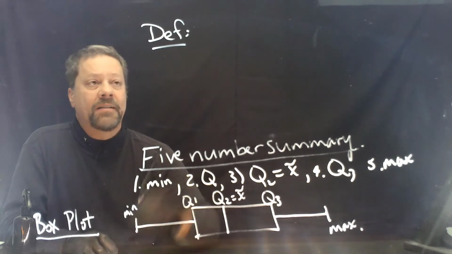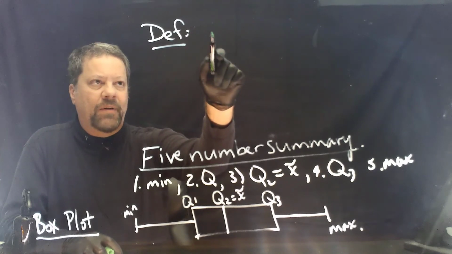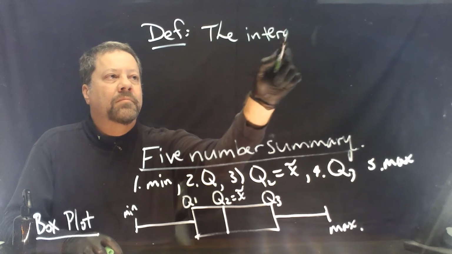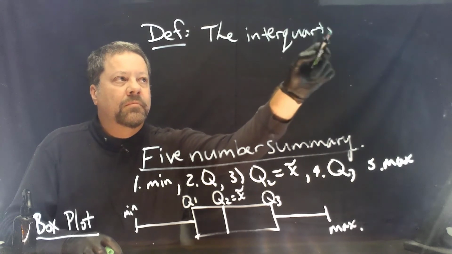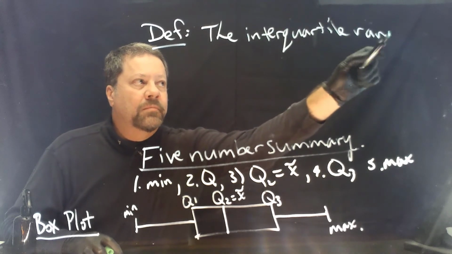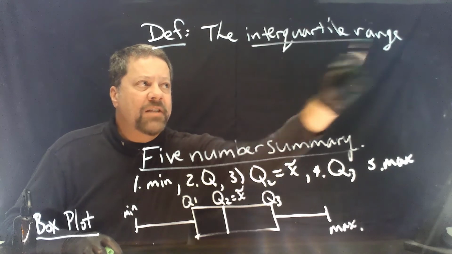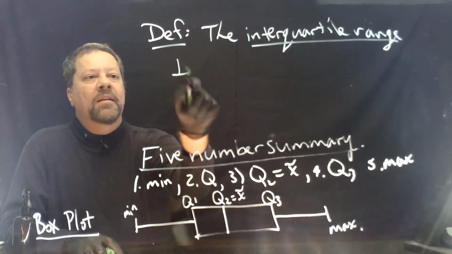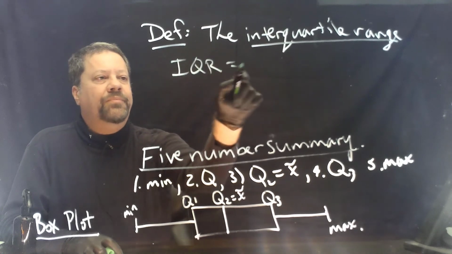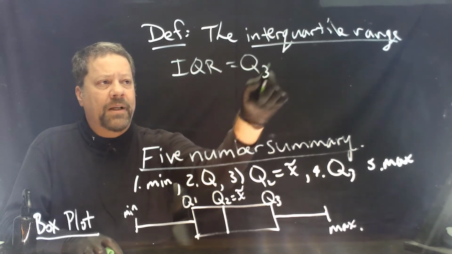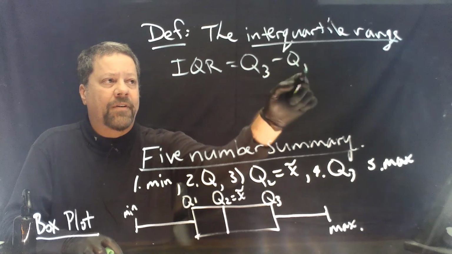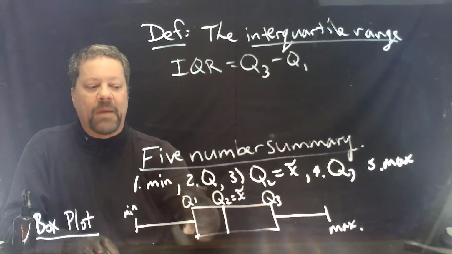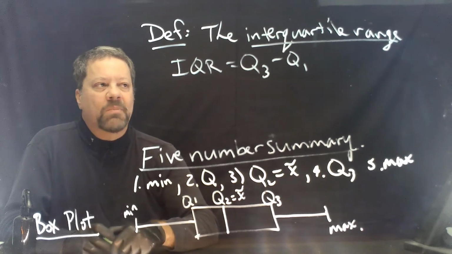We're going to write something called the interquartile range. Remember, the range of a data set is the difference between the maximum and the minimum values. The interquartile range is going to be the difference between the third quartile and the first. So it's the distance between these endpoints on the box part of the box plot.